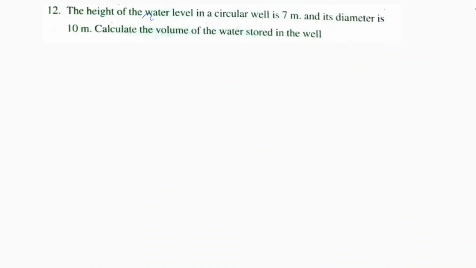The height of the water level in a circular well is 7 meters and its diameter is 10 meters. Calculate the volume of the water stored in the well. So here, height is directly given, 7 meters, and diameter is 10 meters. So radius is 10 by 2, which is nothing but 5 meters.